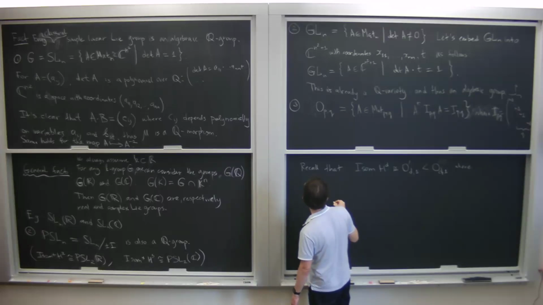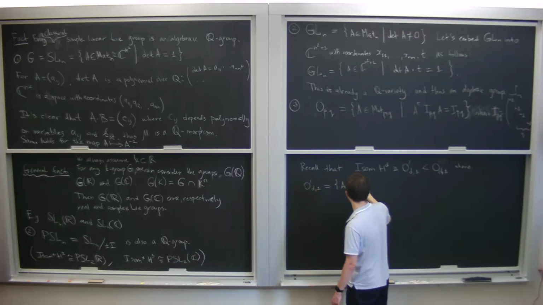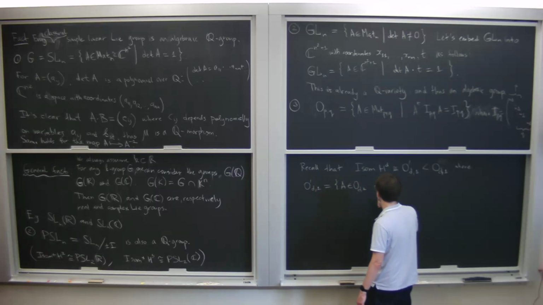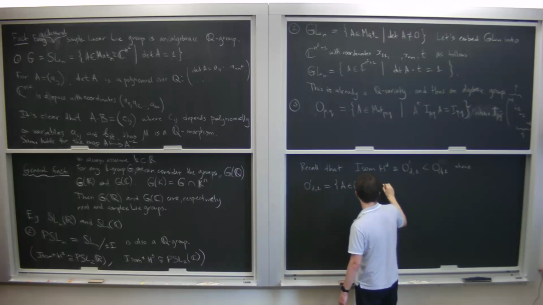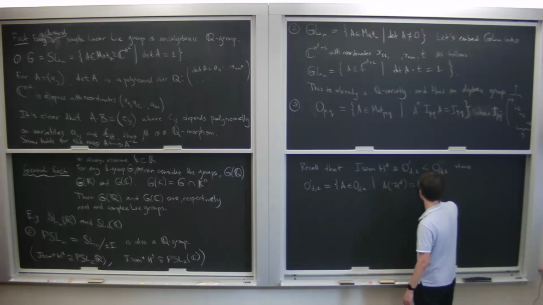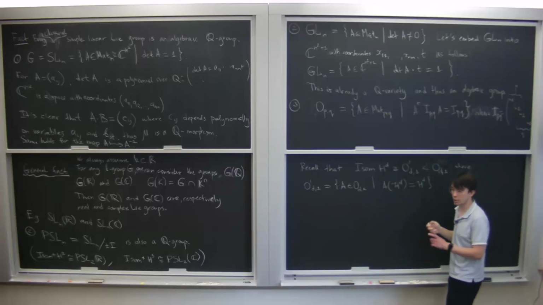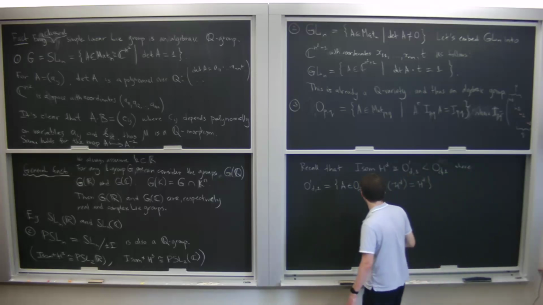Where O'(D,1) is the set of all matrices A from O(D,1) such that A of H^D is H^D, right? So it leaves H^D invariant. But this is no more an algebraically defined subgroup.